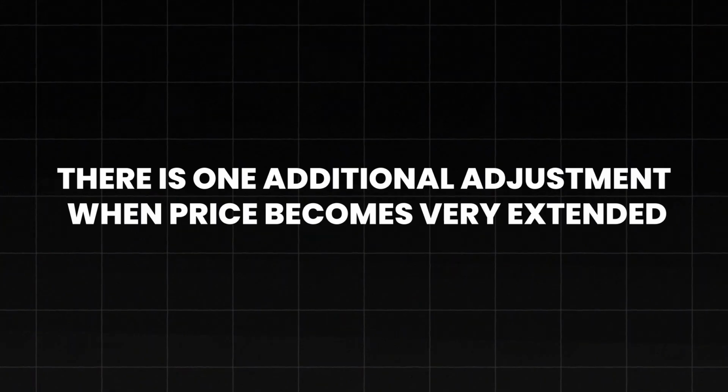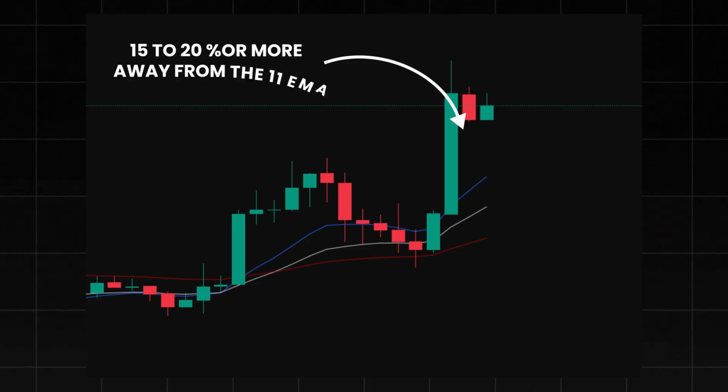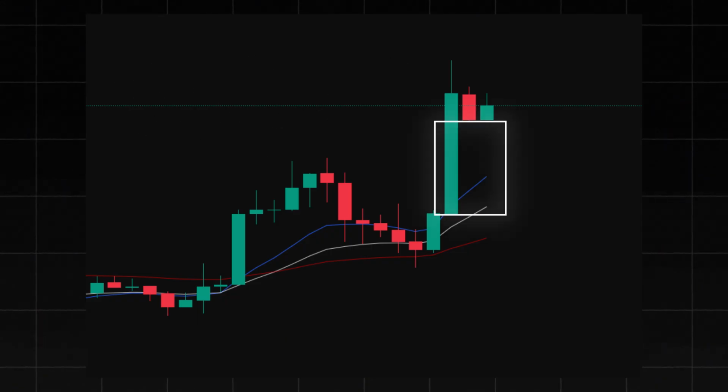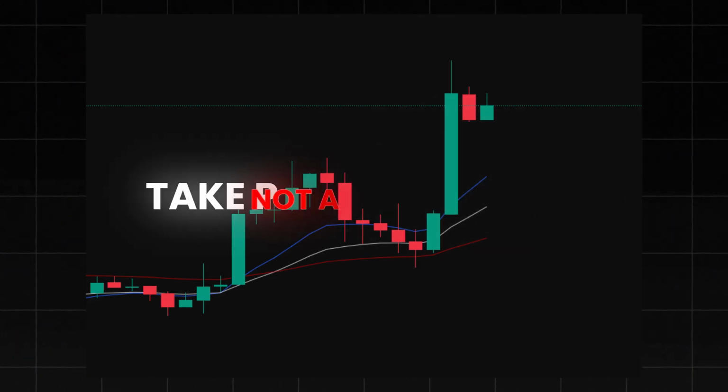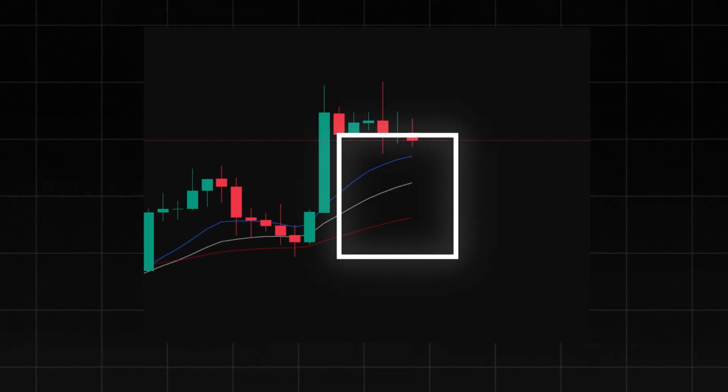There is one additional adjustment when price becomes very extended. If a coin you are holding moves 15 to 20% or more away from the 11 EMA, with a visible gap opening up between price and all three lines, it makes sense to take partial profits at that point. Not a full exit, just trimming. Let the asset pull back and close that gap. If the EMA structure holds during the pullback, you continue trailing what remains.